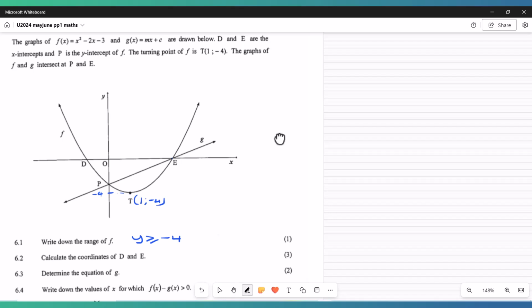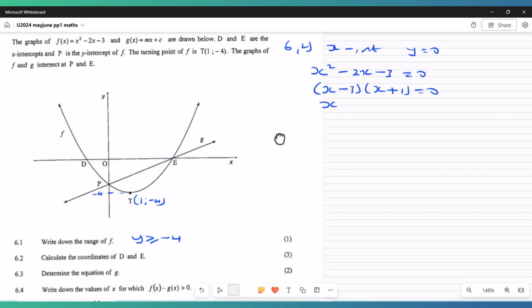The coordinates of D and E. Now D and E, we see the x-intercepts. What happens at the x-intercept, guys? That is 6.2. At the x-intercept, we know that y equals 0. Right? We know y equals what? y equals 0 at the x-intercept. So I'm going to solve now. I'm going to solve my x squared minus 2x minus 3 equals 0. What are the factors here? I have (x minus 3)(x plus 1) equals 0, which gives me x equals 3, and also x equals -1.